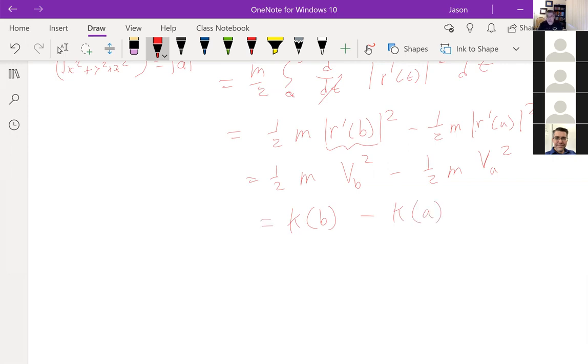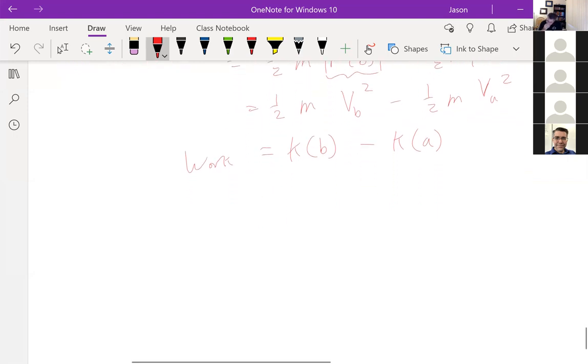Okay, what was this whole thing equal to? That was equal to the work, right? It would be equal to the work in joules or whatever. That's the work done. Okay, that's kind of cool. So the work done is the difference in kinetic energy. Oh, okay. Well, let's do something else here. Let's say that this is the change in kinetic energy.